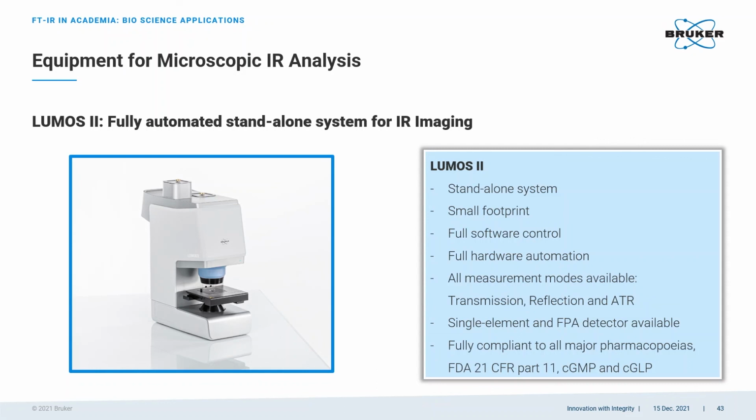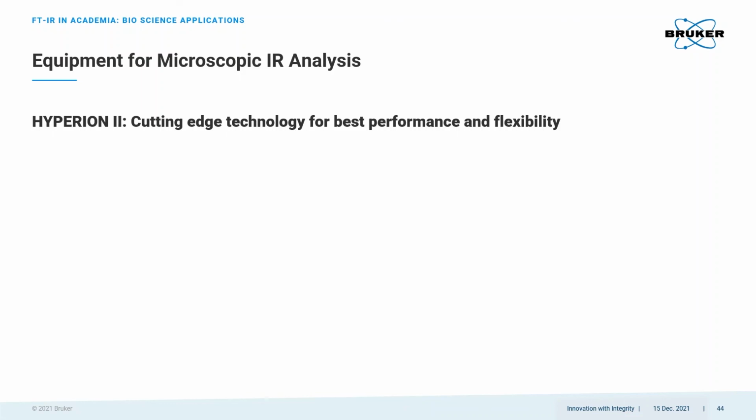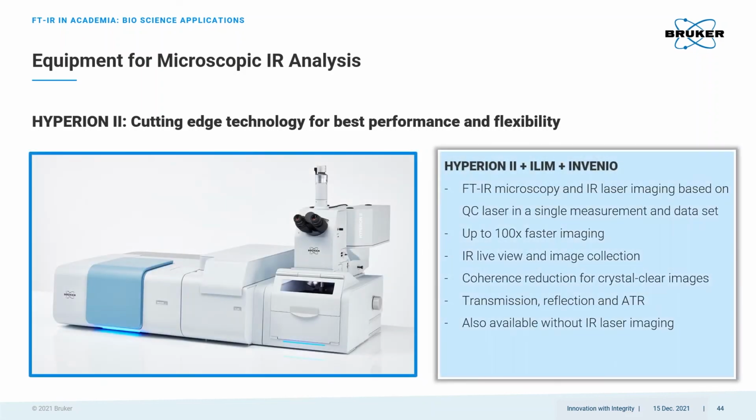Besides Lumos II, we also offer Hyperion II as an extension to VINO, which I'm going to present in the following slide. So anybody who needs cutting-edge technology for faster speeds, best performance and highest flexibility in microscopic IR analysis will be happy to hear that we just recently launched our new Hyperion II microscope. It is coupled to VINO and uses its broadband light source and interferometer for making microscopic FT-IR analysis. In addition to that, Hyperion II has the option to use IR laser imaging based on quantum cascade lasers for generating spatially resolved spectra. You don't have to choose one of these options to generate a spectrum.